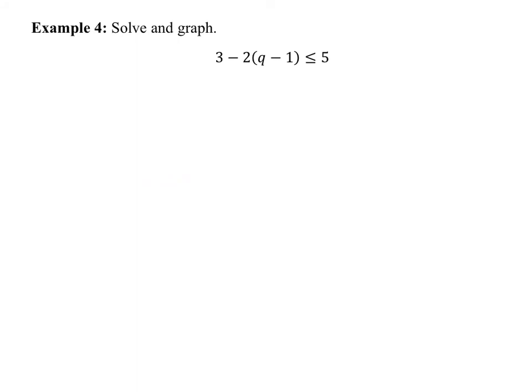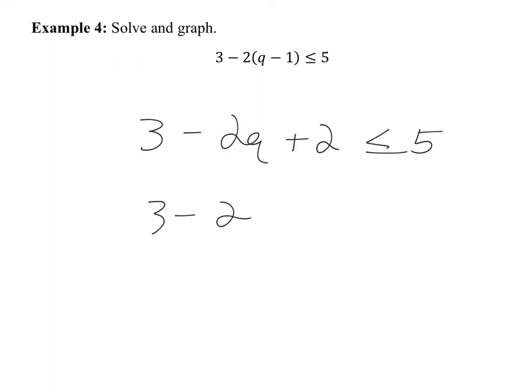Okay, look at this one now. We've got 3 minus 2q plus 2 less than or equal to 5. I want to move stuff around. I want to subtract the 2. I get 3 minus 2q less than or equal to 3. Subtract the 3, I get a 0. So that's what I get.